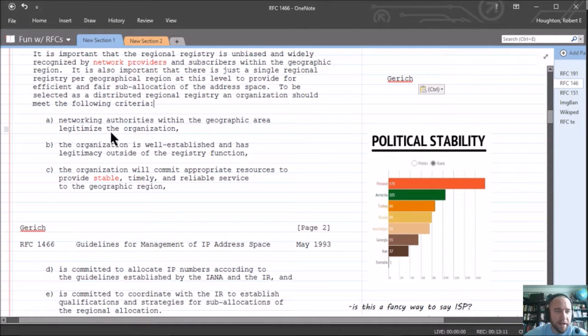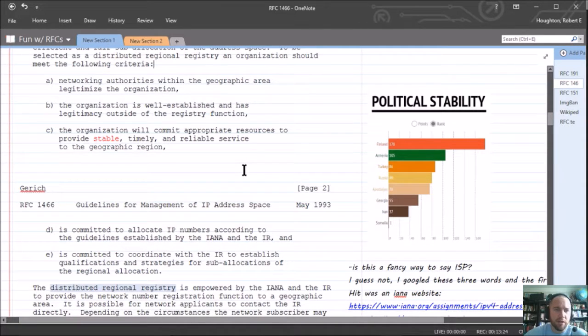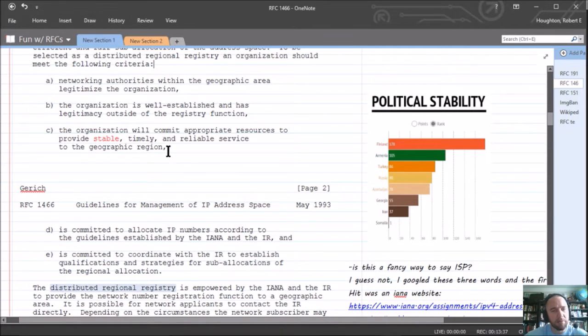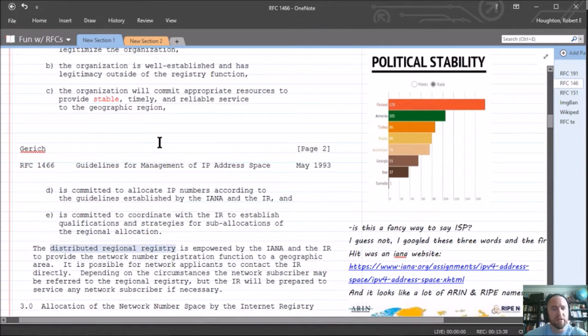So the criteria. Networking authorities within the geographic area legitimize the organization. Okay, so that sounds like everybody agrees that the registry is their registry. The next one says the organization is well established and has legitimacy outside of the registry function. I have no idea what that could mean. And the organization will commit appropriate resources to provide stable, timely, and reliable service to the geographic region. And that's a very common sense kind of thing.